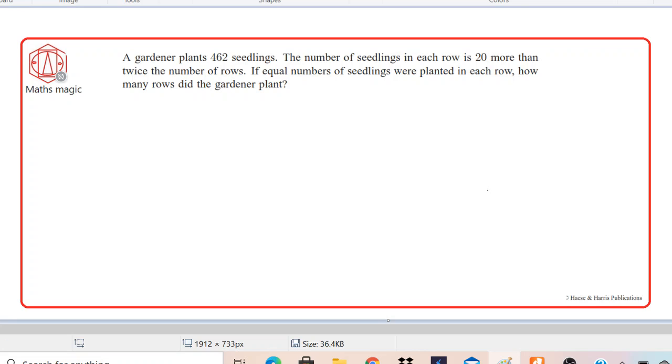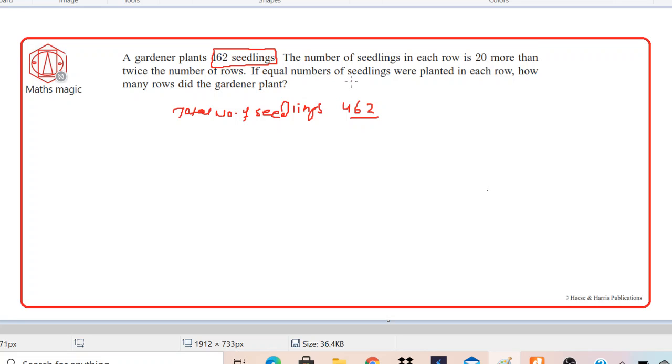So over here we have a few pieces of information, and we have to translate them into mathematical language so that we can construct the equation and finally solve it. The first information we have: the gardener plants 462 seedlings. So we have the total number of seedlings, 462. The number of seedlings in each row is 20 more than twice the number of rows.